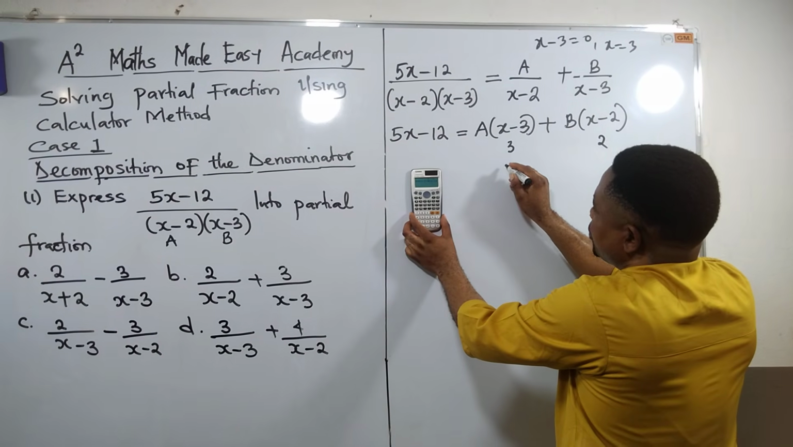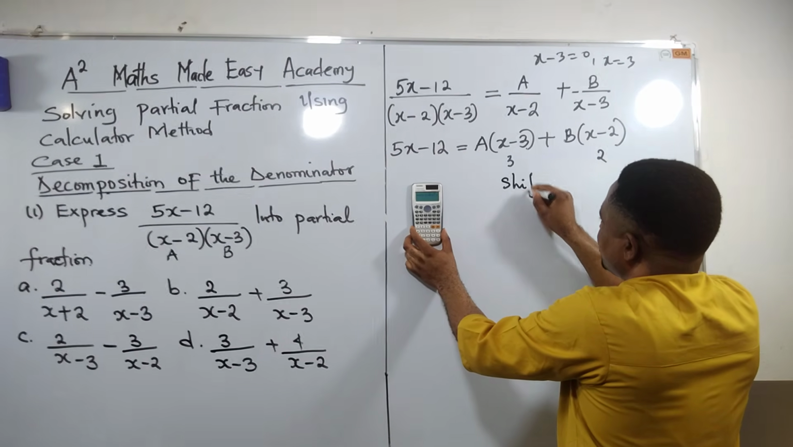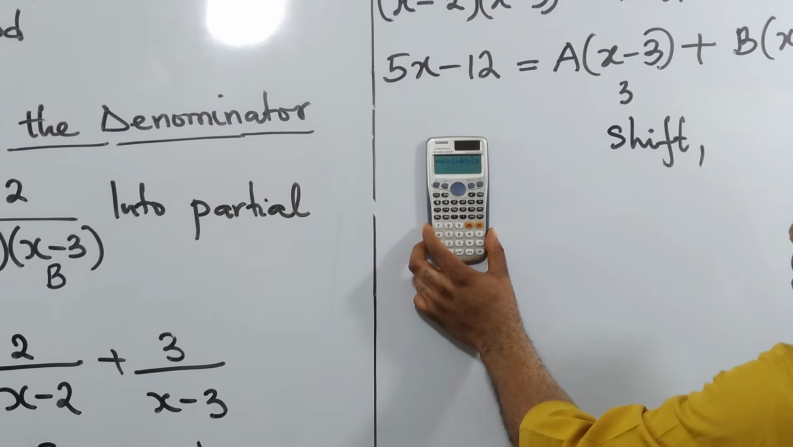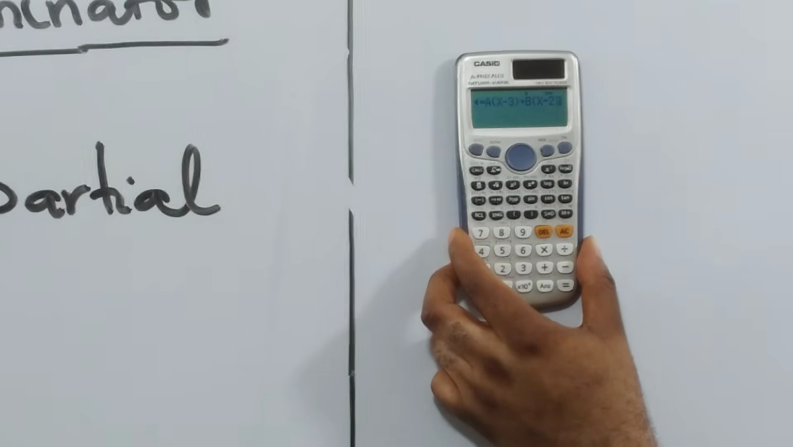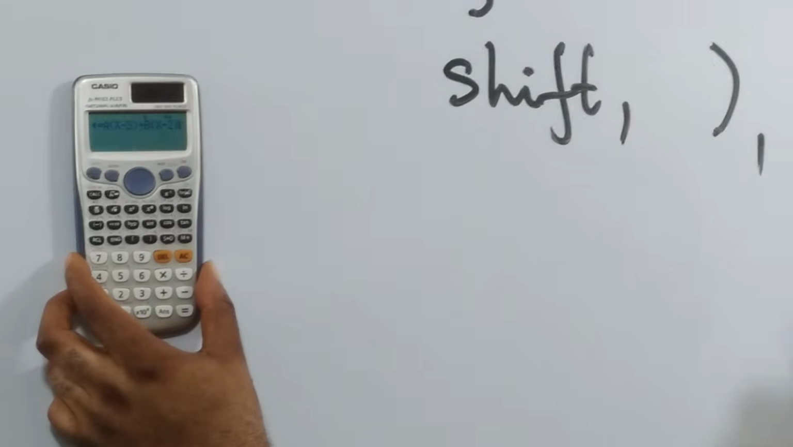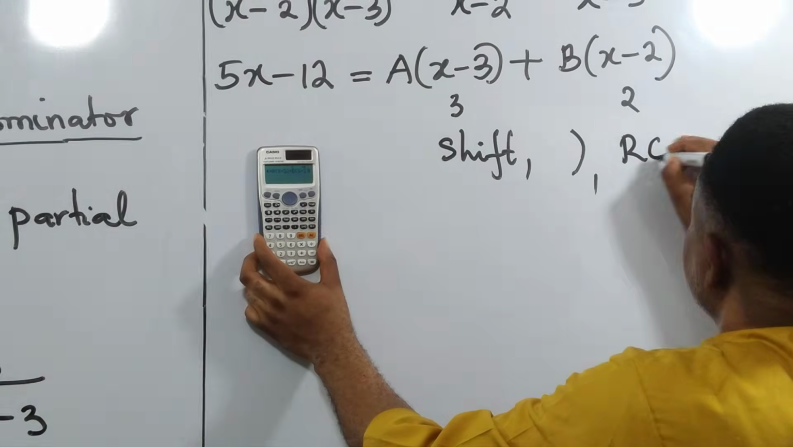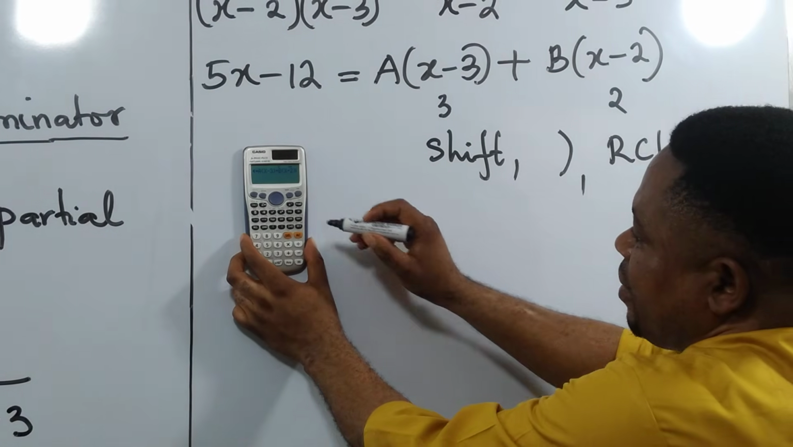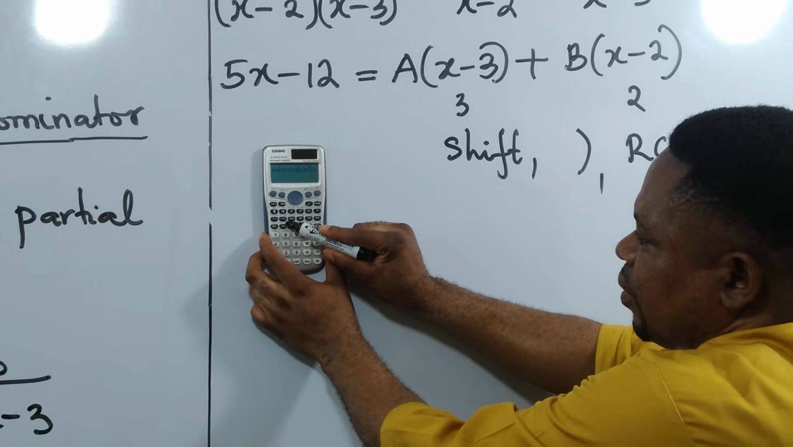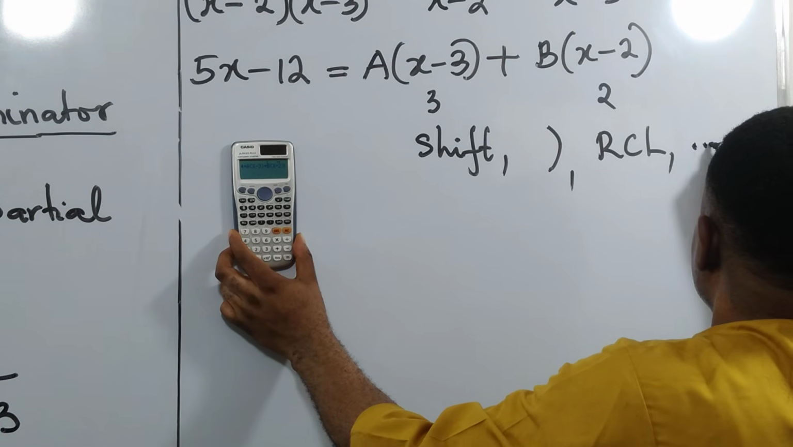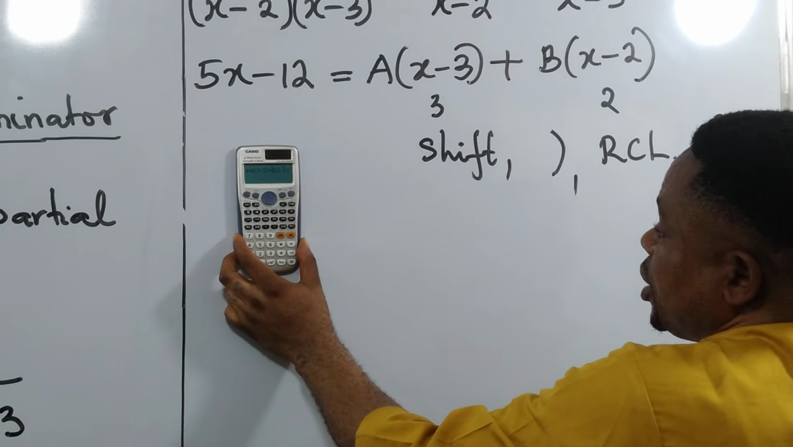Watch. What you should do now is to punch shift. Are you there? Shift. Then punch close bracket like this. Are you with me? Then punch RCL. And finally, what did I say? This dot up to 4. This is for B. It will appear.